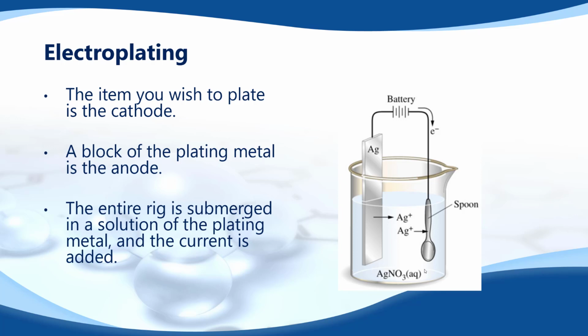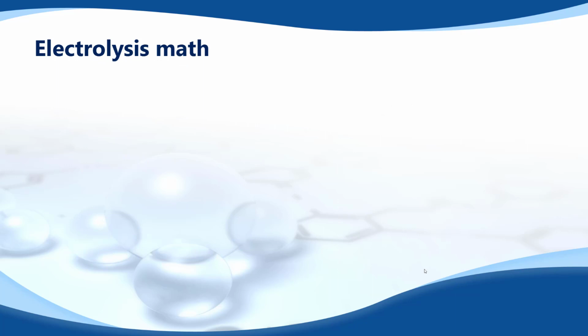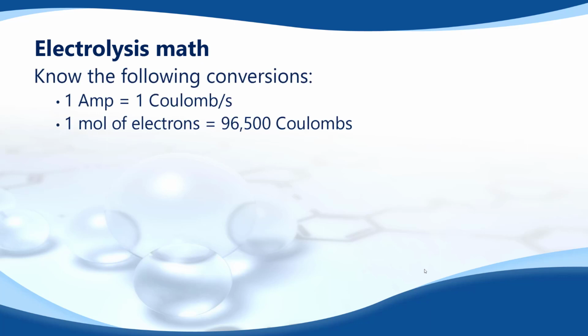Now, when it comes to doing the math for this, the math couldn't be easier as long as you remember a couple of different conversion factors. The first one is that an amp is a coulomb per second, and the second is the Faraday constant, which is that 1 mole of electrons is equal to approximately 96,500 coulombs. The Faraday constant, by the way, is on your equations list, so you don't have to memorize the value.